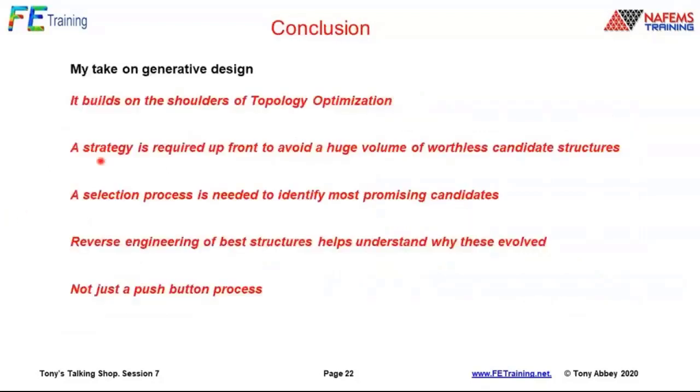So my take on generative design is that it for sure builds on the shoulders of topology optimization, but maybe later on we can also be looking at parametric design optimization, so essentially shape optimization, where we can drive CAD around in a more sensible, more rational way. At the moment it's mainly based on topology optimization, but we need a strategy up front to avoid a huge volume of worthless candidate structures. If we get a huge bin of 1,000 candidate structures, now we've got to wade through these in some way.